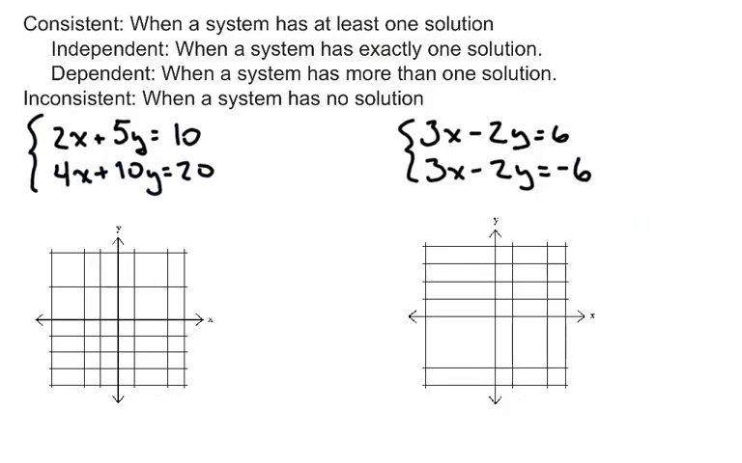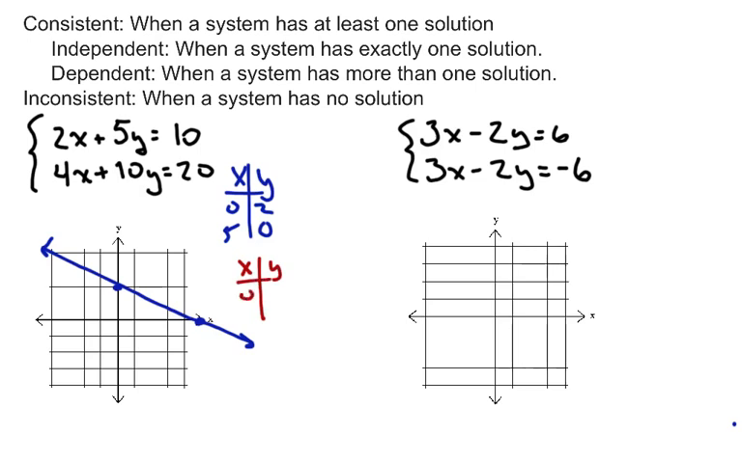Sometimes you get kind of weird answers for your system. Everything that we've done before has had one solution to the system. Graphing the first equation, 2x plus 5y equals 10, we would use our intercepts again. Plug 0 in for x, 5y equals 10, so y is 2. You plug 0 in for y, 2x equals 10, so x is 5. So y-intercept of 2, x-intercept of 5. Here's our line.